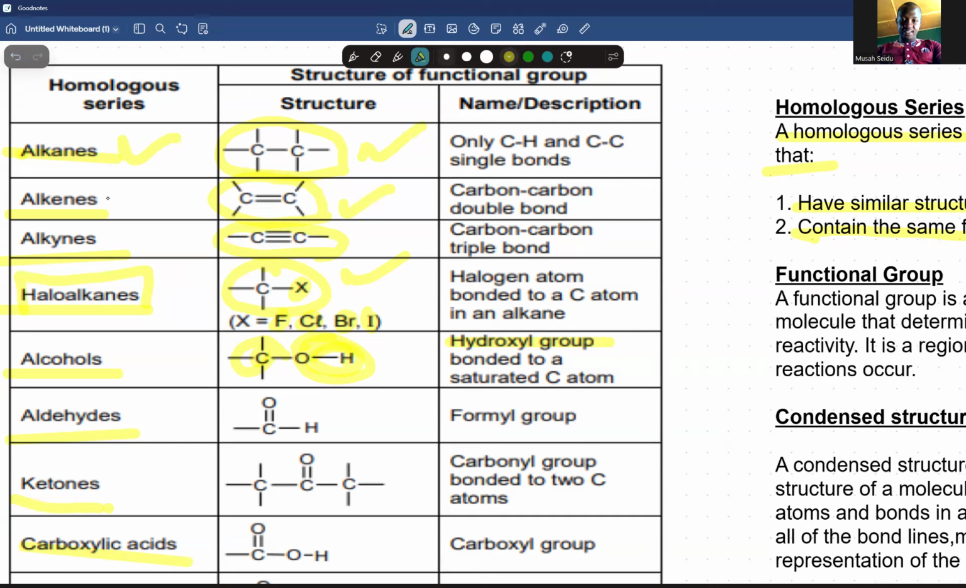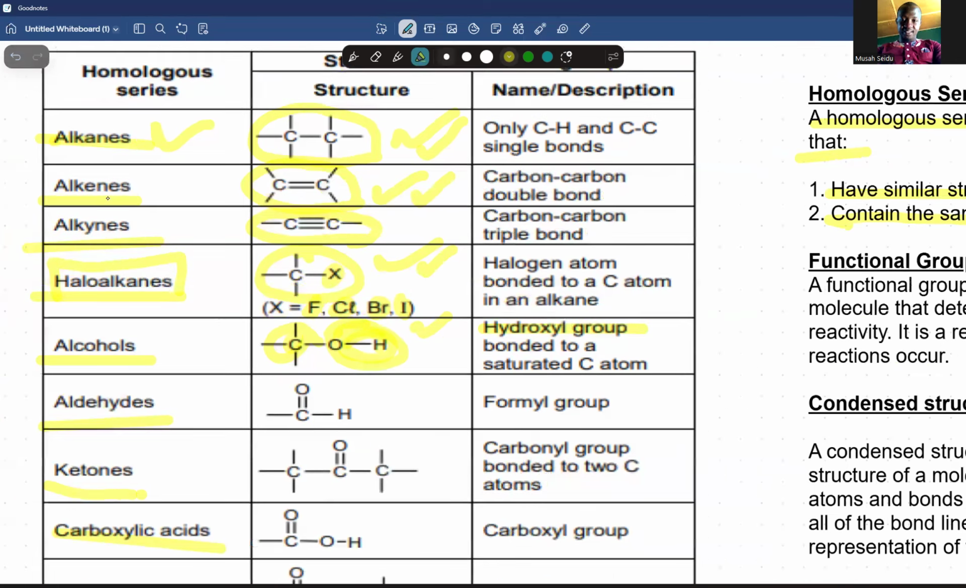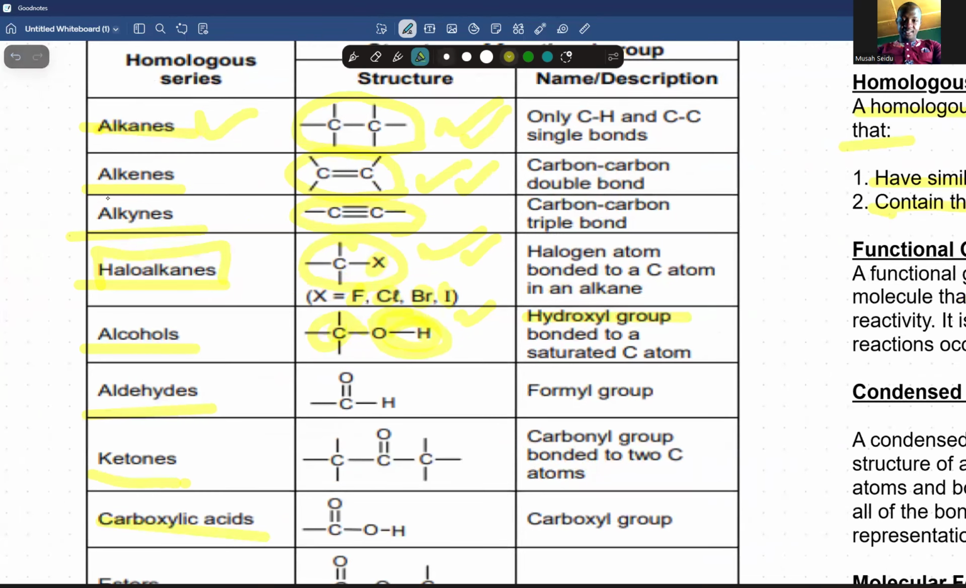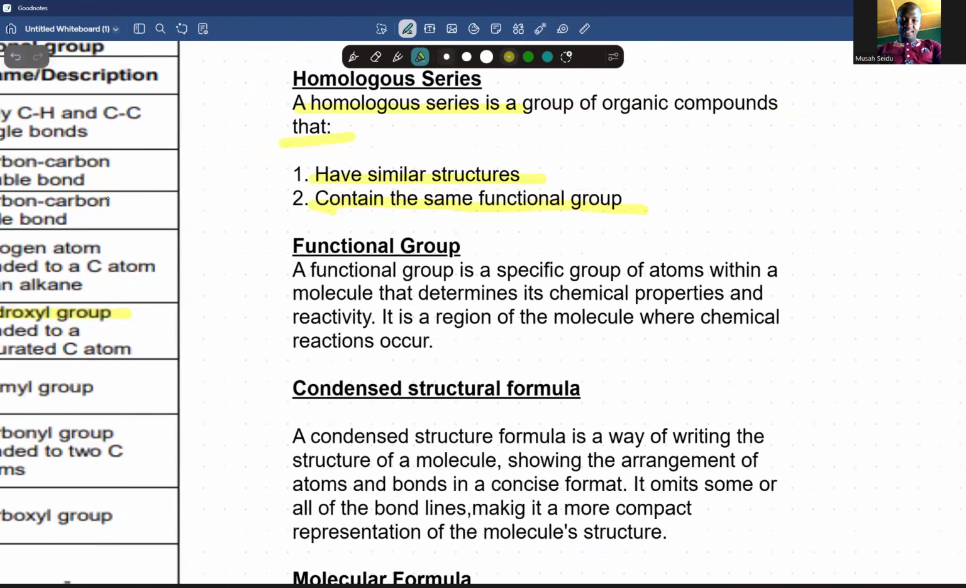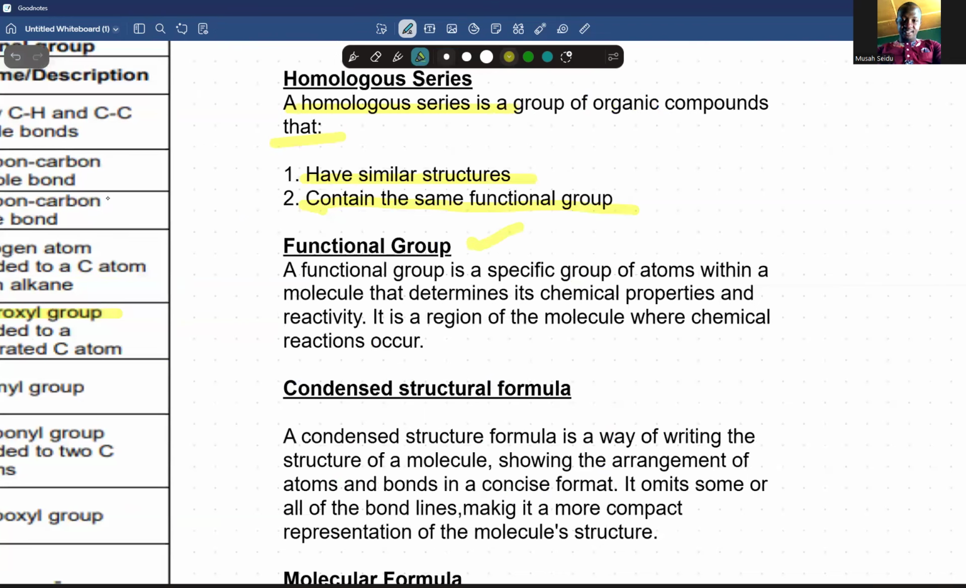Now, in this video, we are going to only concentrate on these five: alkanes, alkenes, alkynes, haloalkanes, and alcohol. All right. Now we have explained what the functional group is.